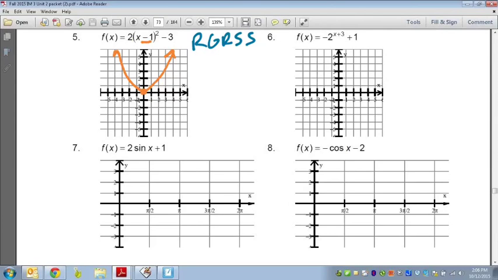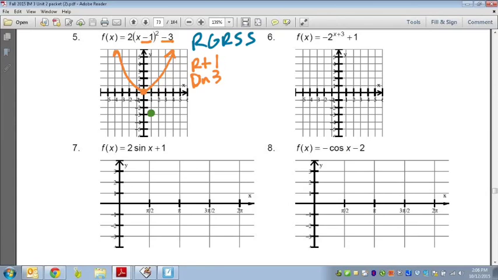Okay, so I notice that there's a -1 with X and a -3 on the outside, which means I need to go to the right one because we do the opposite of what's with X. And then we go down 3 because it's -3. So the vertex of this parabola is going to go to the right one, down 3, which is down here.